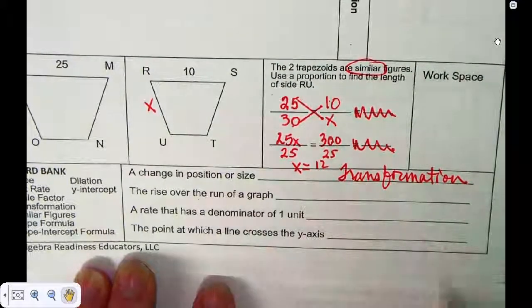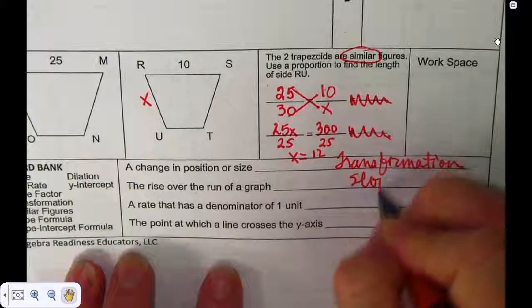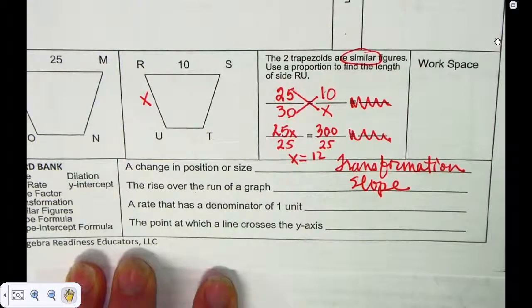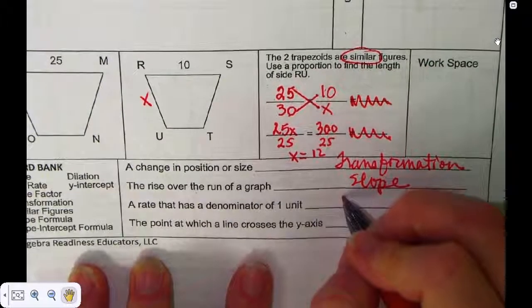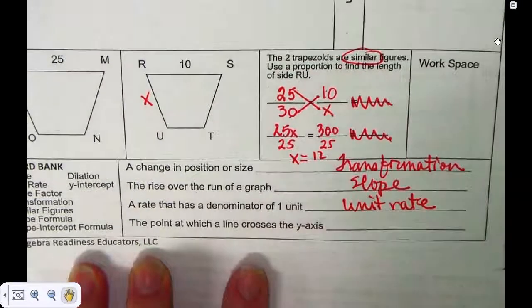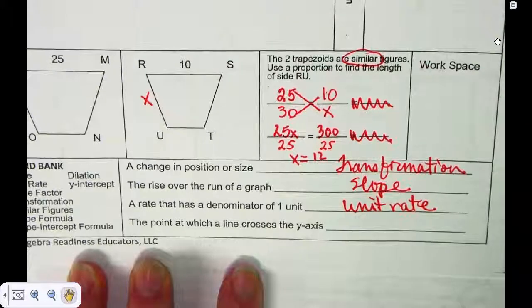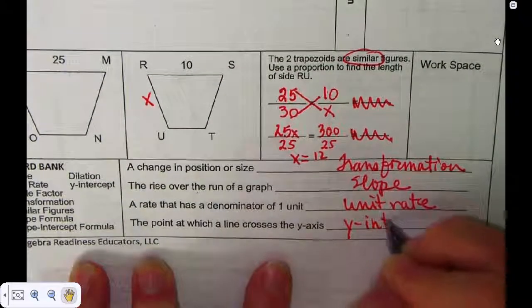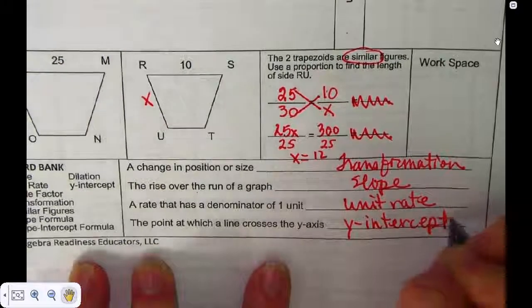Okay, rise over run. Everybody should have known that. A rate that has a denominator of 1 unit. Unit rate. A point at which the line crosses the y-axis. Thank you. Okay, put that in warm-ups.